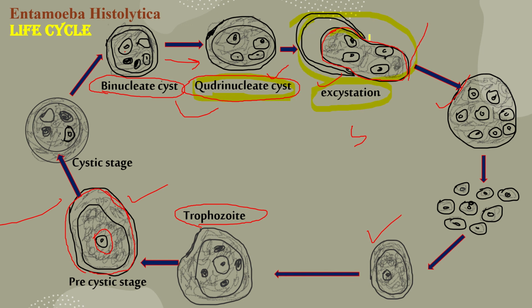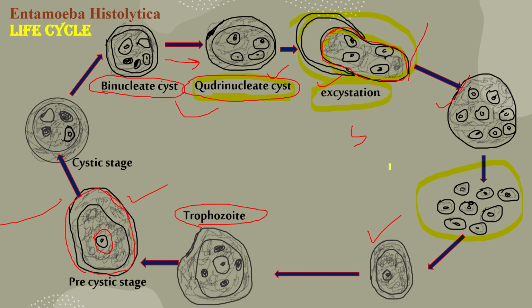That is, this quadranuclear cyst comes out of the cyst wall and excystation takes place, as the cyst wall is digested by the trypsin in the small intestine, forming amoebic forms or metacysts. After excystation, many excystic amoebae or metacysts are formed, and further metacystic development takes place from a single organism. About 8 such metacysts are formed.